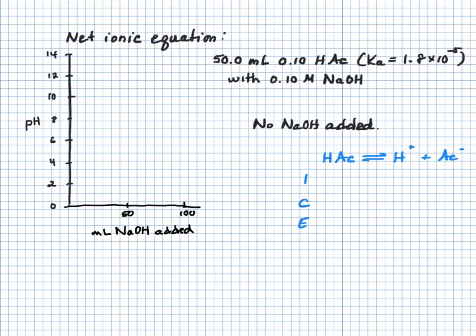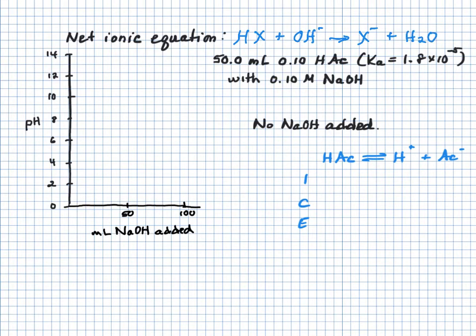Okay, in this video, let's look at the titration of a weak acid and a strong base. The net ionic equation is going to be the weak acid, right? It doesn't ionize, so we'll leave it together, plus the strong base, so that's OH minus. So that's going to make the anion, or the conjugate base, and water.